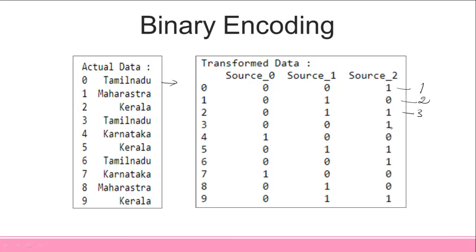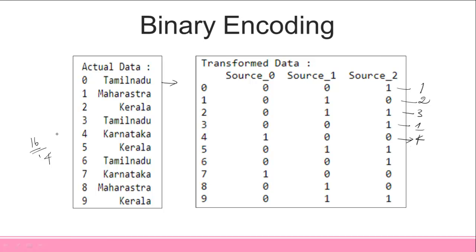And again, Tamil Nadu is 1 since it is a repetition. Then here, 100 is the binary equivalent of decimal number 4. And that's how it gets moved on. So the advantage here is the reduction in the number of columns that you are creating. For 16 different variables, it's enough to have 4 different columns. But in other encoding techniques, you need to have 16 different columns, or a minimum of 15 columns.